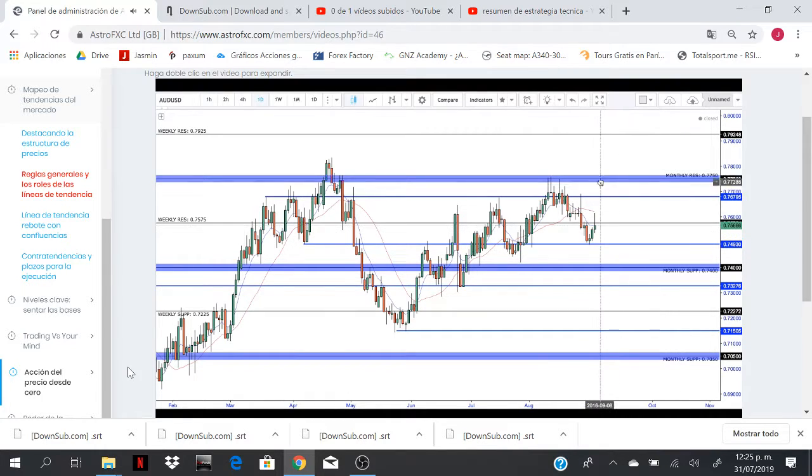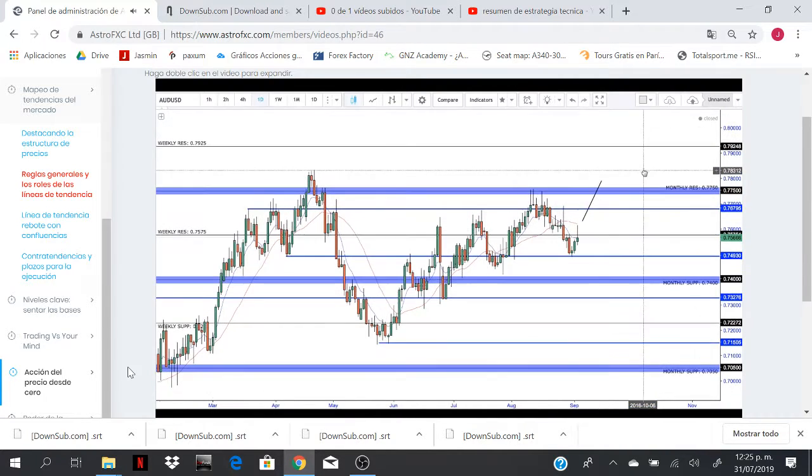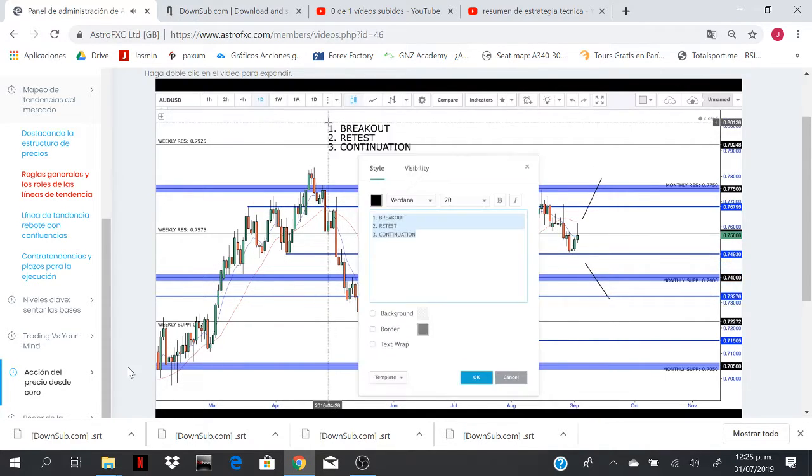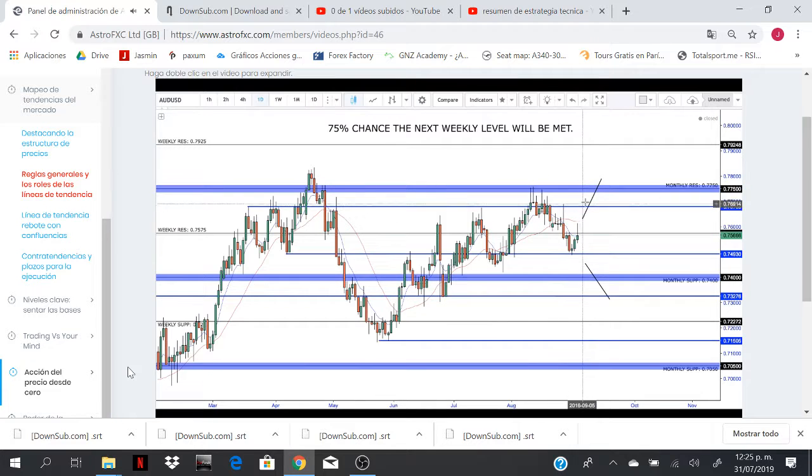Now, when a monthly level is broken, and we hold above a monthly key level, whether it be resistance or support, there is a 75% chance the next weekly level will be met upon a break of a monthly support or resistance. So for instance, if we held above this, we're strong above this, we're looking at the next weekly.